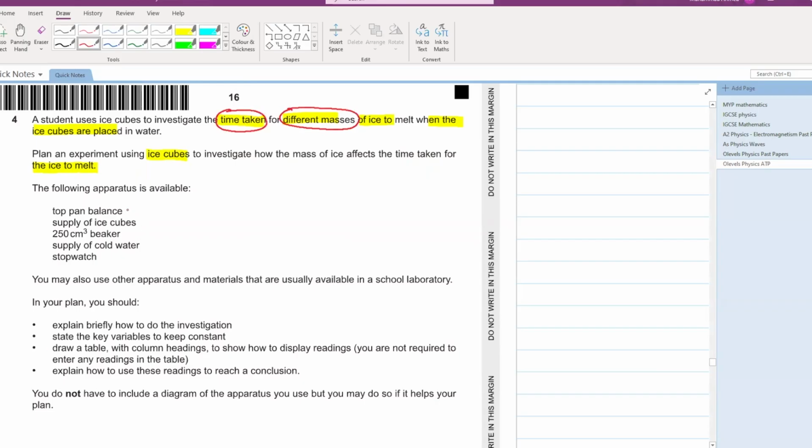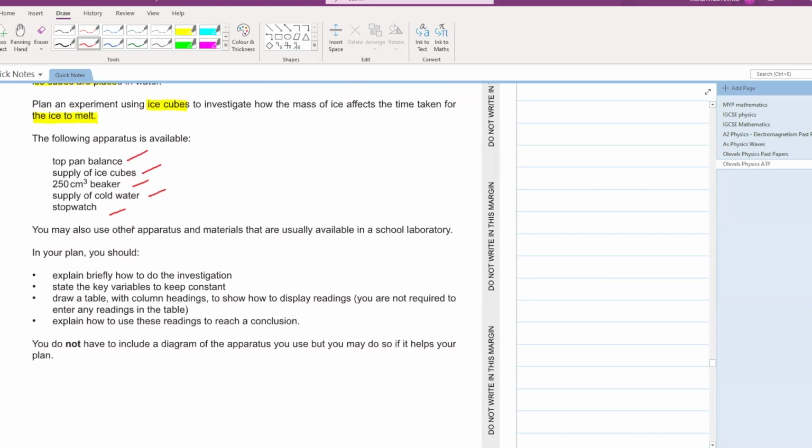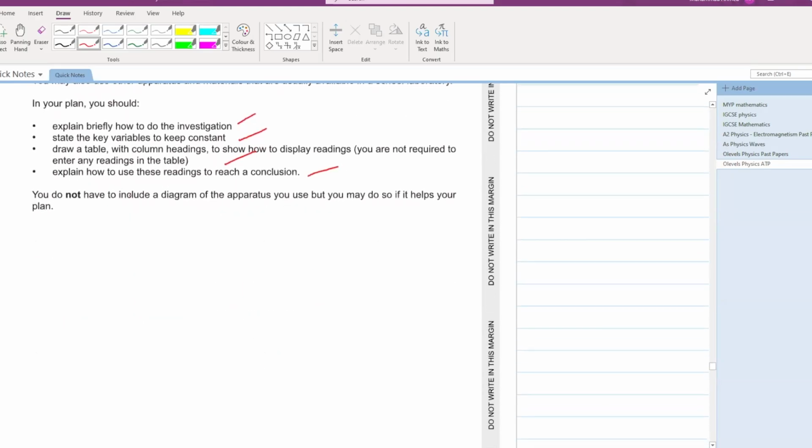Perfect. The following apparatus is available: top pan balance, supply of ice cubes, 250 centimeter cube beaker. Perfect. Supply of cold water, stopwatch. Perfect. You may also use other apparatus if you need, in a school laboratory. Explain briefly how you will carry out the experiment. State the key variables to keep constant. Draw a table with column headings. Explain how to use these readings to reach a conclusion. Simple as that. You do not have to include a diagram of the apparatus you use, but you may do so if it helps your plan.